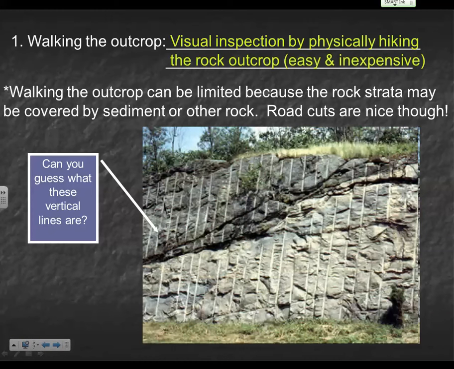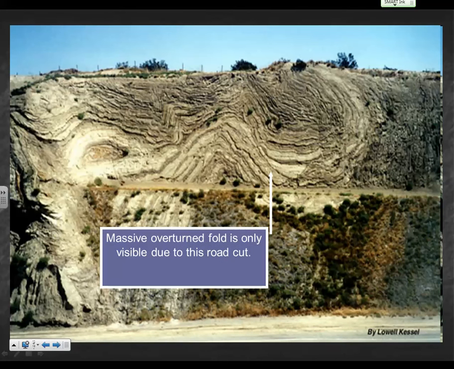These vertical lines here, some of you might have wondered what they were. Perhaps you can write down somewhere off on the side of your notes what you think they might be, and we'll talk about it afterwards. This massive overturned fold is only visible due to this road cut. So you would never know what's going on there unless there was actually exposed rock for you to see it. So lots can be revealed by cutting through the rocks themselves.